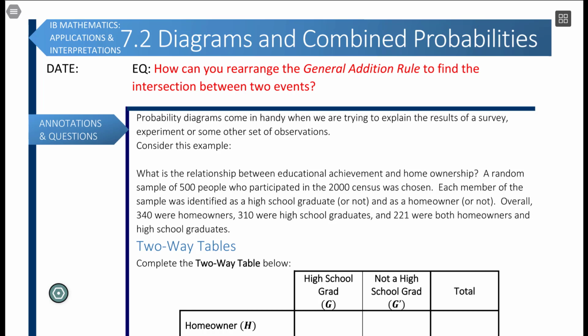Well, what we first want to think about is why do we care about probability diagrams? They come in handy when we are trying to explain the results of a survey, experiment, or some other set of observations. Let's look at an example.